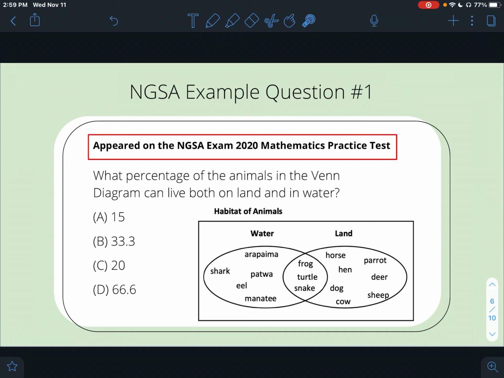What percentage of the animals in the Venn diagram can live both on land and in water? This is a question that appeared on the NGSA exam 2020. They are asking for the percentage of animals in the intersection of the Venn diagram, which is this part. So now you can pause this video to try and solve.